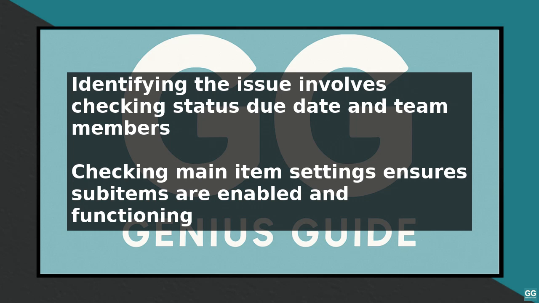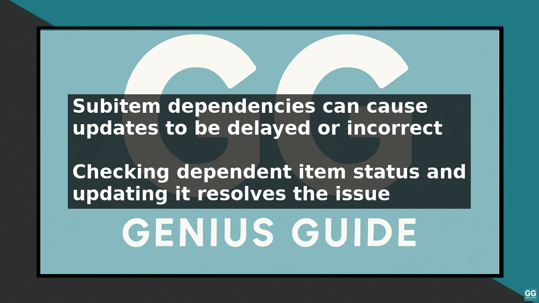Another common issue with subitems is that they are not being assigned to the correct team members. To fix this, check the subitem's assignee field and update it if necessary. It is also essential to ensure that the assignee has the necessary permissions to view and edit the subitem. To troubleshoot subitem formatting issues, check the subitem's text and formatting settings. If the text is not appearing correctly, try resetting the text formatting or checking for any conflicting formatting settings.